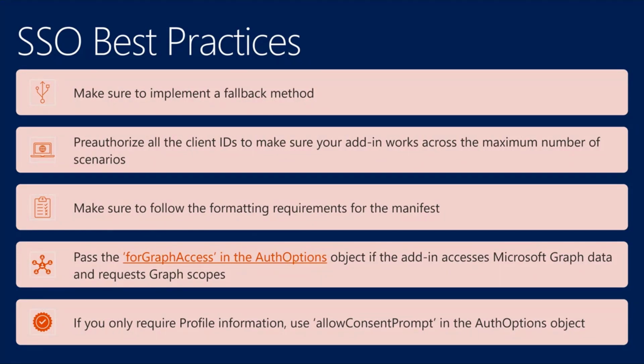So for Graph access, if you do use Graph scopes and you do get Graph data, you will be able to fail fast if they didn't have admin consent granted already. So we'll skip even trying to get a token that won't work, and we'll go ahead and launch that fallback method the first time, and then after that, consent will have been granted, and it should just work. And then for the other piece, the consent prompt, if you only require profile information, make sure that you include that so you can get the most value out of SSO. So that's what I had.